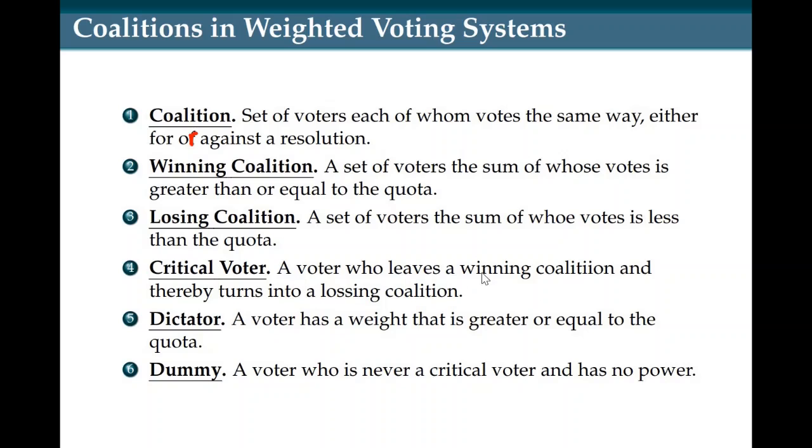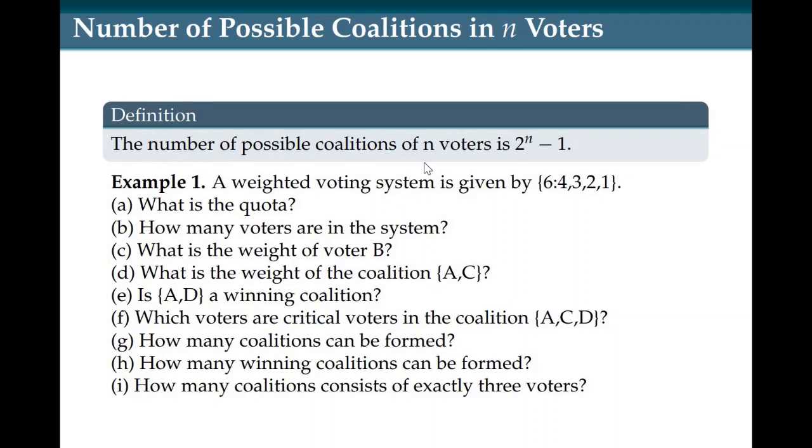A voter who leaves a winning coalition and thereby turns it into a losing coalition is called a critical voter. A dictator is a voter that has a weight that is greater than or equal to the quota. A dummy is a voter who is never a critical voter and has no power. The number of possible coalitions of n voters is given by 2 to the power of n minus 1.